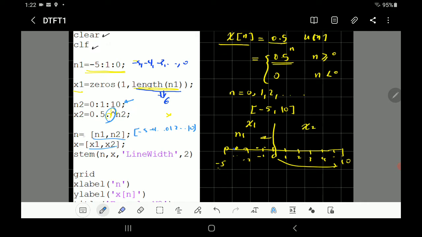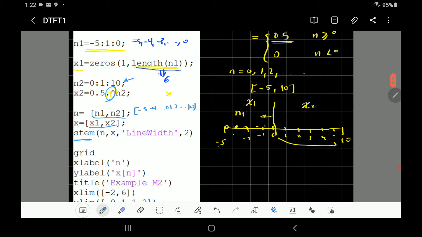And you are sure now the number of elements in n equals the number of elements of x. And now we sketch it using stem, because to sketch a discrete signal you use stem. This is the x-axis, or the horizontal axis, that's n, and that's the vertical axis, x, that's defined here. And I'd like to make it clear when you print it, so I say the line width is equal to, make it a thick line.